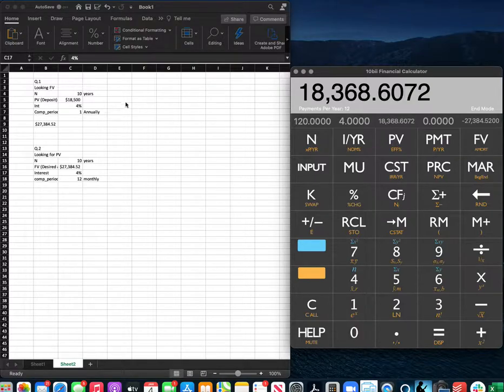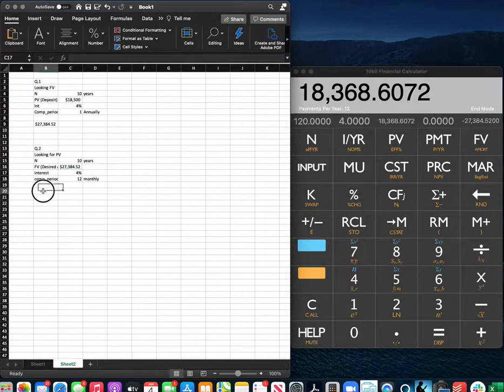What does that get us? Our 18,368. Now, if we were compounding, why is it different than this Q1 right here? Why didn't we get the 18,500? It's because now we're compounding monthly, not annually. And that's really how time value of money works. When you're compounding with different periods, it'll change your outcome. And so that's why it's important to get your compounding period right.